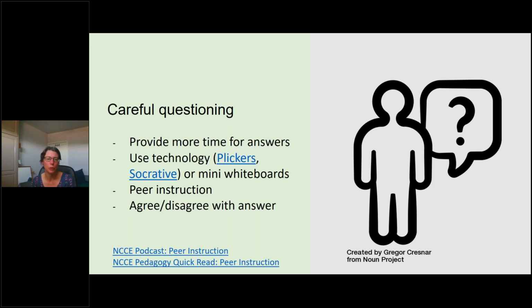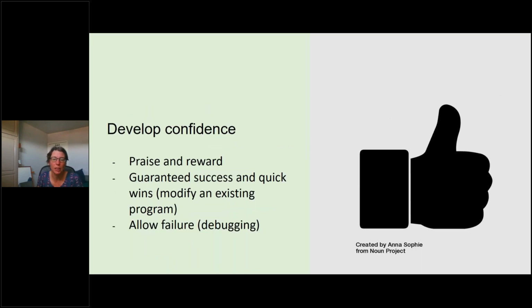And there's some more information at the bottom there about peer instruction. Or simply agree or disagree with an answer already given. So some of these things are really simple, and I apologise if I am teaching you things you already know, but it's just thinking about them in a computing context.